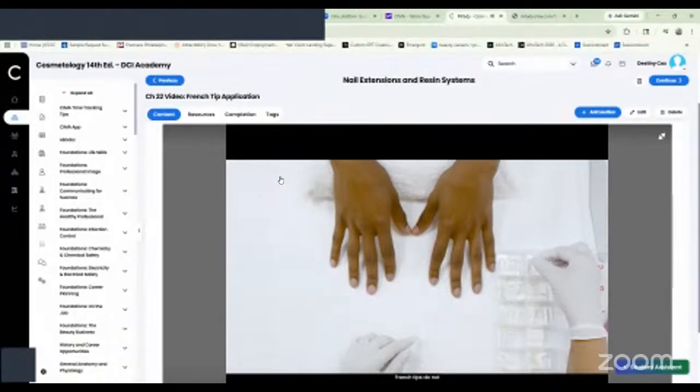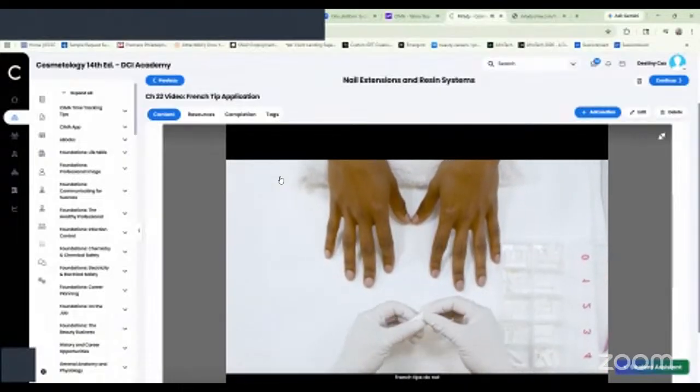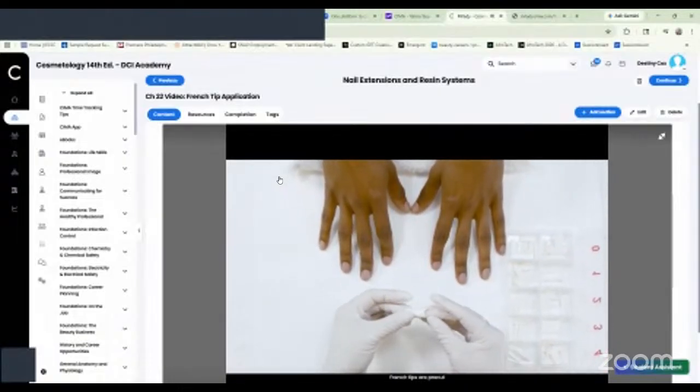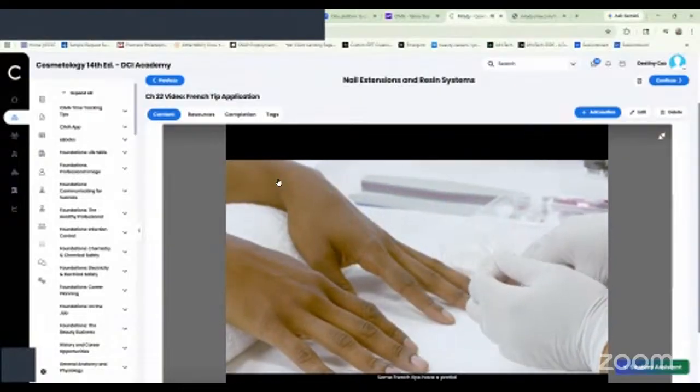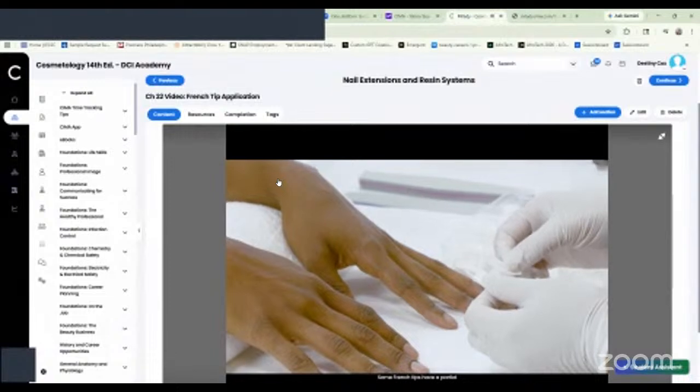French tips do not need to be blended. French tips are pre-cut to include a smile line. Some French tips have a partial well, but others are well-less.